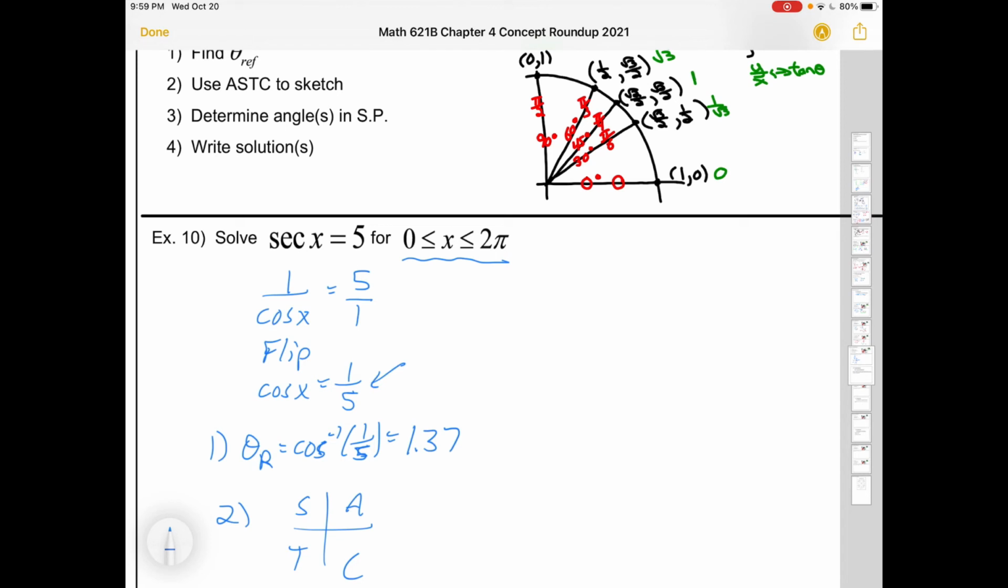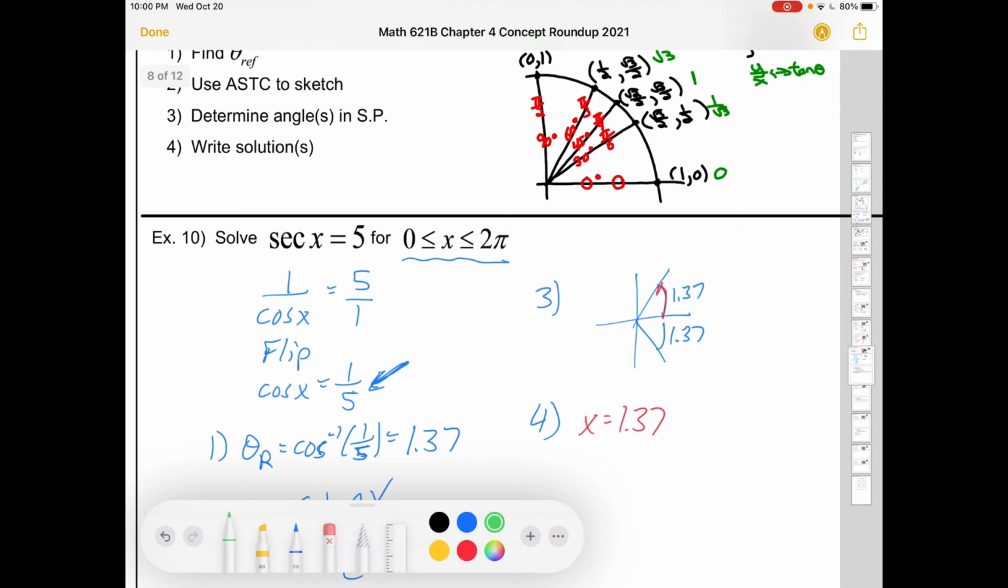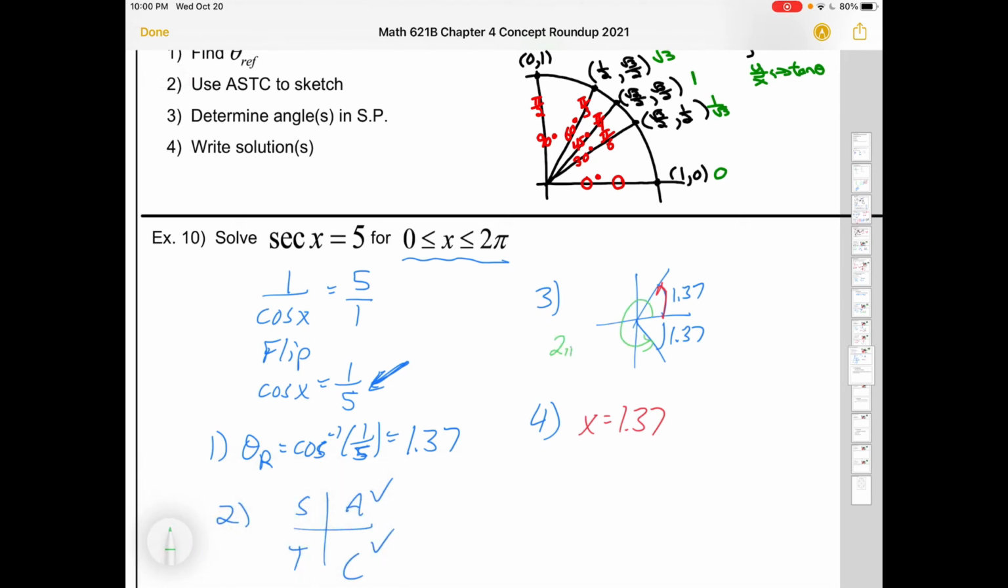Notice here, cosine is positive. You can just operate from this version of the equation at this point. So cosine is positive in quadrants 1 and 4. Let's draw ourselves a little picture of the answer. Won't get too hung up on exactly how big 1.37 is. And then we just talk about what those angles are in standard position. So this one is just 1.37. And this one would be 2 pi minus 1.37. Now you can just throw that in your calculator, and you'll get 4.91. Those are our two solutions here.